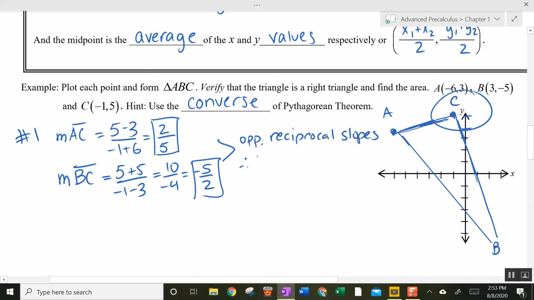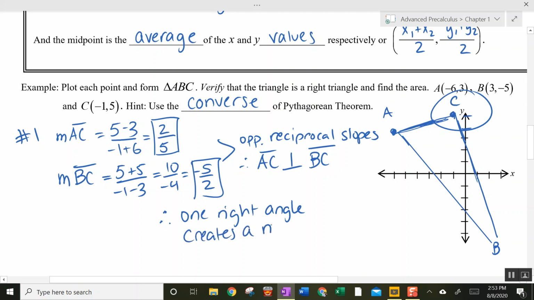therefore we can say that segment AC is perpendicular to segment BC, and knowing that we have one right angle, creates a right triangle. So that's the first way.